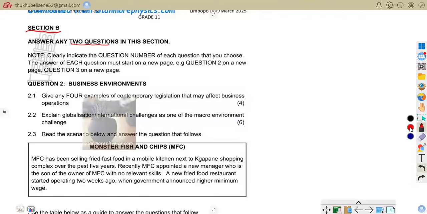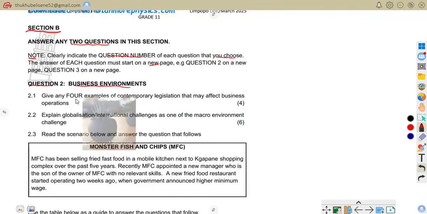It says, clearly indicate the question number of each question that you choose. So that is when you choose the questions, like we are told that you have to answer 2 questions. So you clearly indicate the question. The answer of each question must start on a new page. Question 2 on a new page, question 3 on a new page. So now let us be on question 2, business environments.